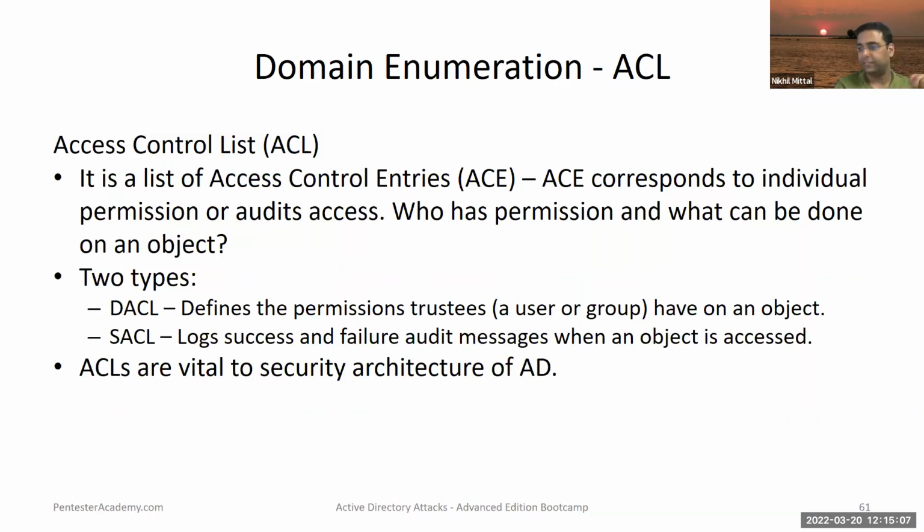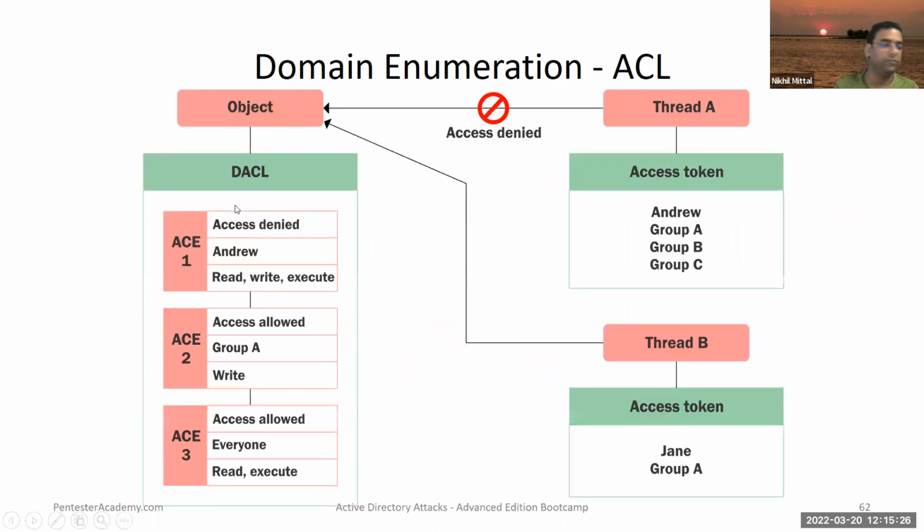So there are two types of ACLs. DACL, or discretionary access control, defines the permissions that trustees, that is principals, would have on an object, and SACL logs or audits success or failure when an object is accessed. And ACLs are, of course, vital to the security of a domain. So let's take a look at another example.